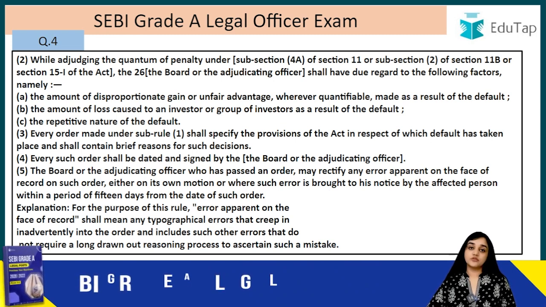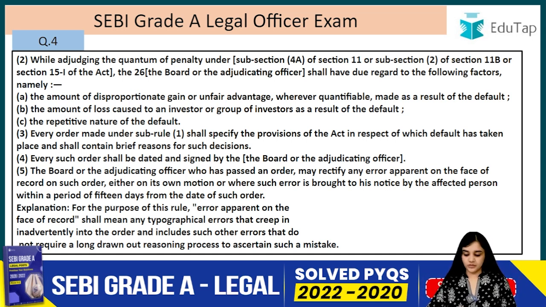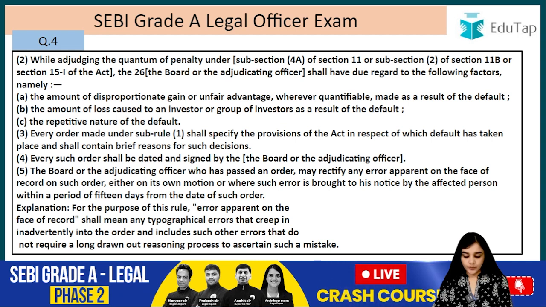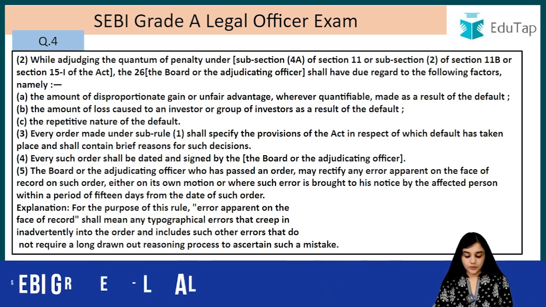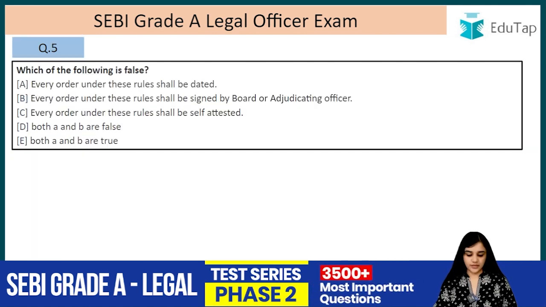Either they can do it suo motu, that is on their own, or they can do it on an application by the aggrieved person, right? By the affected person. For the purpose of this rule, error apparent on the face of the record shall mean any typographical errors that creep in inadvertently into the order, and include such other errors that do not require a long drawn out reasoning process to ascertain such mistake.